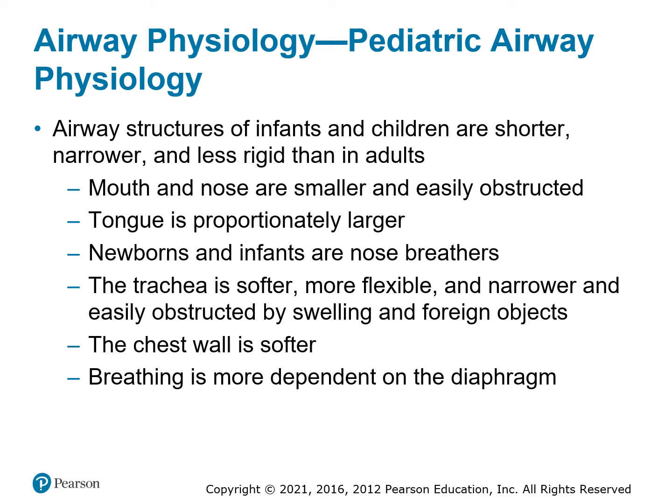The tongue is typically about the size of the adult tongue, so it's easier to block the back of the throat there. Like we said, the newborns and infants are nose breathers. Trachea is softer, so if you tilt the head back too far on an infant, you can actually kink it like you'd kink a straw. So it's very important that you protect the airway there. Chest wall is a lot softer, so you can have damage to the interior without any fractured ribs. So it's something we need to be aware of, looking for mechanism of injury and address the potential.